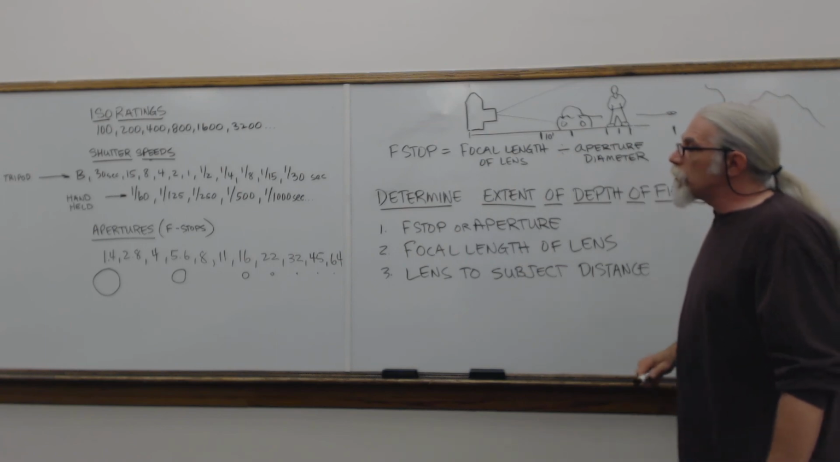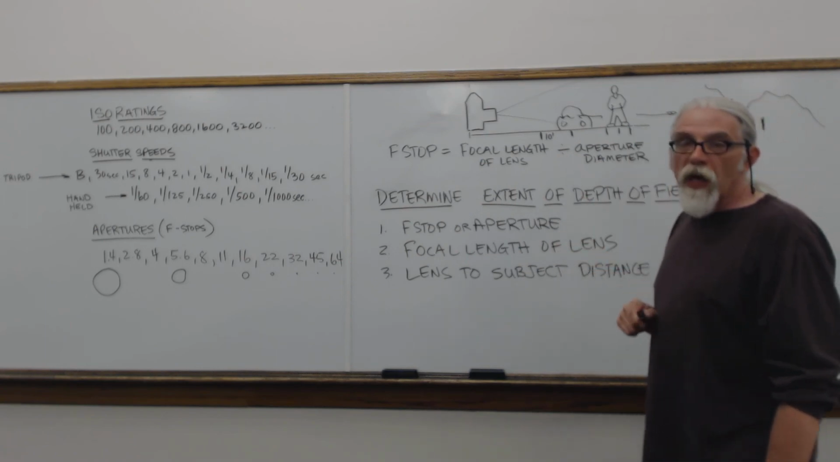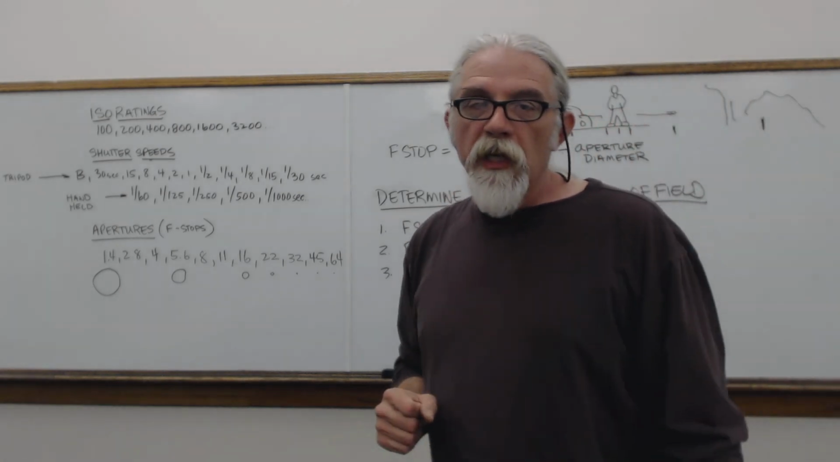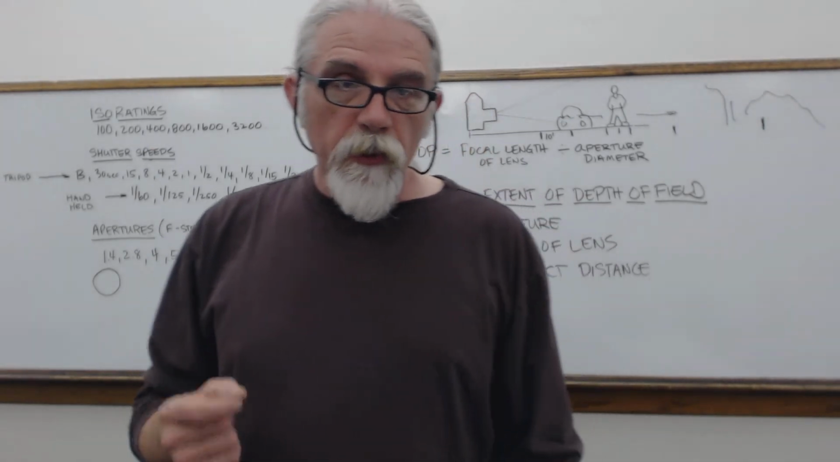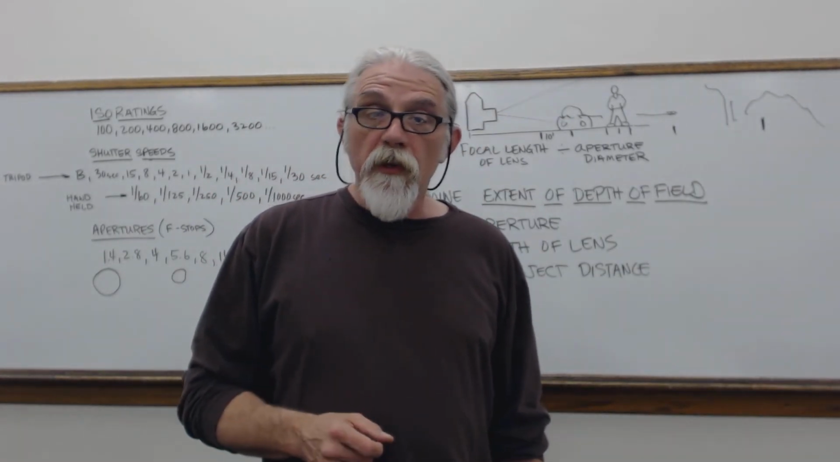So think about how we use our apertures, and when we combine them together with ISO ratings and shutter speeds, we come up with primo imagery that tells our story and captures the things that we feel are important.